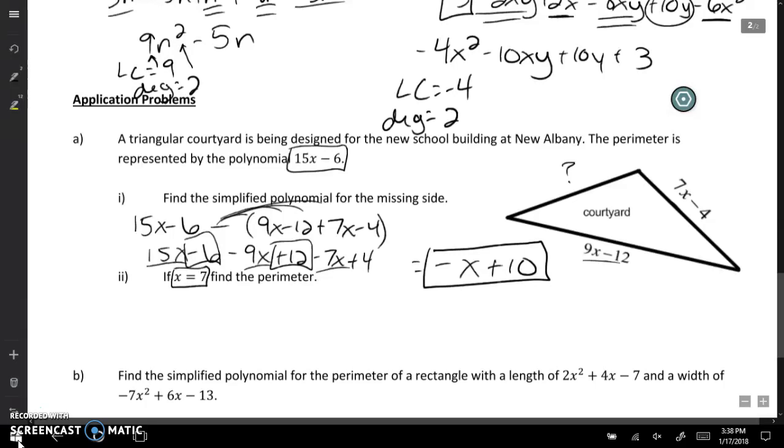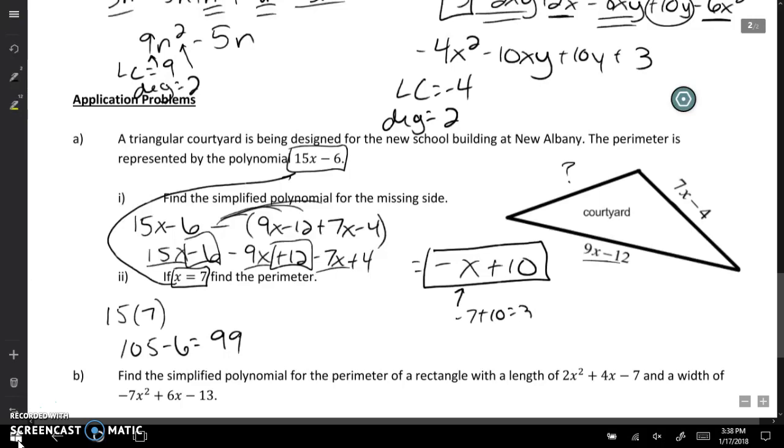Now, if x equals 7, find the perimeter. Okay, so if you plug that in, 15 times 7 is 105. 105 minus 6 is 99. So we should get a perimeter of 99. But we could double check. If I plug in 7 right there, I got negative 7 plus 10, that's 3. Okay, plugging it up here, 9 times 7 minus 12 is 63 minus 12, that's 51. And then up here, 7 times 7 is 49. 49 minus 4 is 45. If I check 51 plus 45, okay, that's 96. 96 plus 3 is 99, so it works.